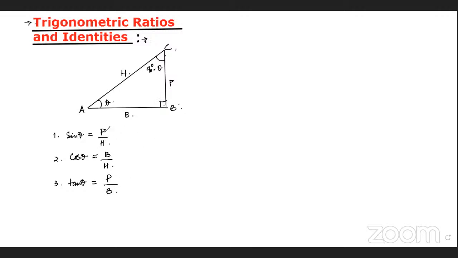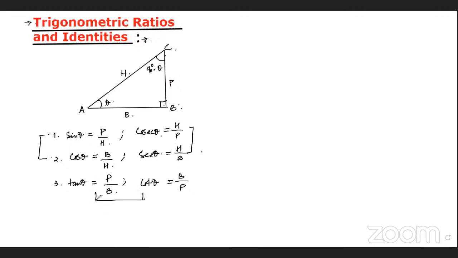Now, these are the three ratios, but we can have three more ratios by taking the reciprocal of these. So we can have h upon p, which is equal to cosecant theta. That is the reciprocal of sine theta. Similarly, the reciprocal of b upon h is h upon b, which gives us another trigonometric ratio, secant theta. Then if we invert p upon b, we get b upon p, the reciprocal of tan theta, and we call it cotangent theta, or in short, cot. These are cosecant theta and secant theta; these are the co-functions. They are co-complementaries of each other.